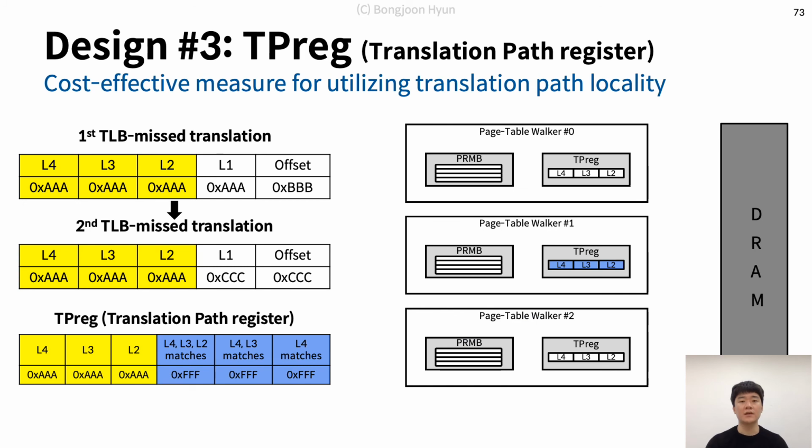Then, when a second TLB mistranslation, whose L4, L3, and L2 indices are the same as the first TLB mistranslation, arrives and asks for a translation, it looks up the translation path register, and this time the indices match. Therefore, it skips the first 3 page table walks, needing to walk only the last level of the page table instead of 4.